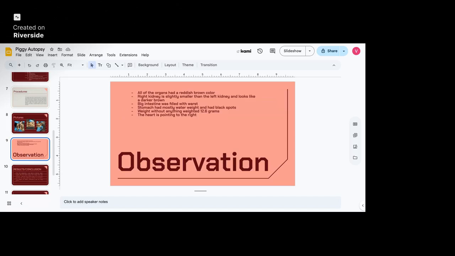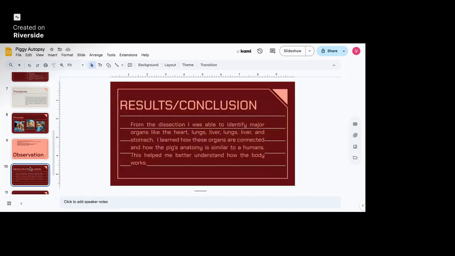For observations, I wrote, all of the organs had a reddish-brown color. The right kidney is slightly smaller than the left kidney and looks like a darker brown. The large intestine was filled with waste. The stomach had mostly water weight and had black spots. The weight without anything weighed 12.6 grams, and the heart is pointing to the right.